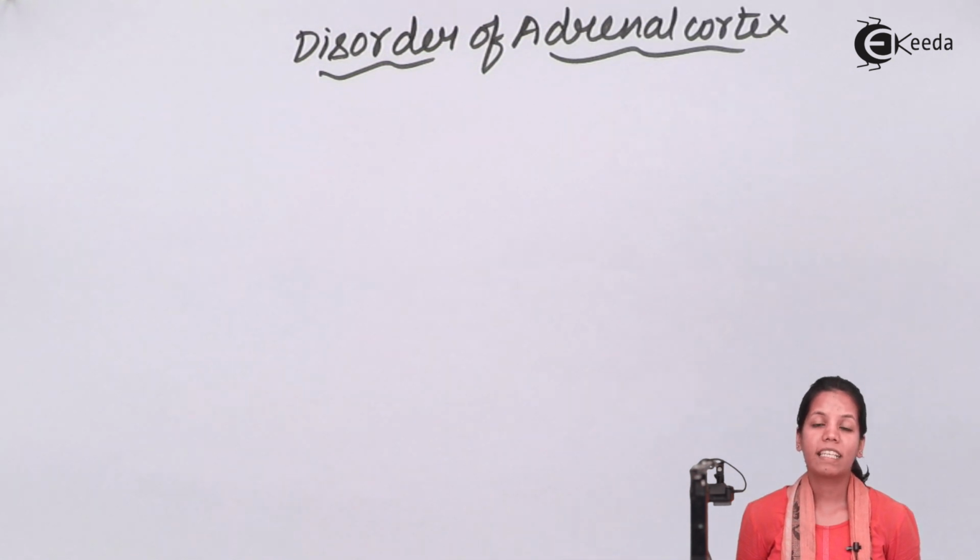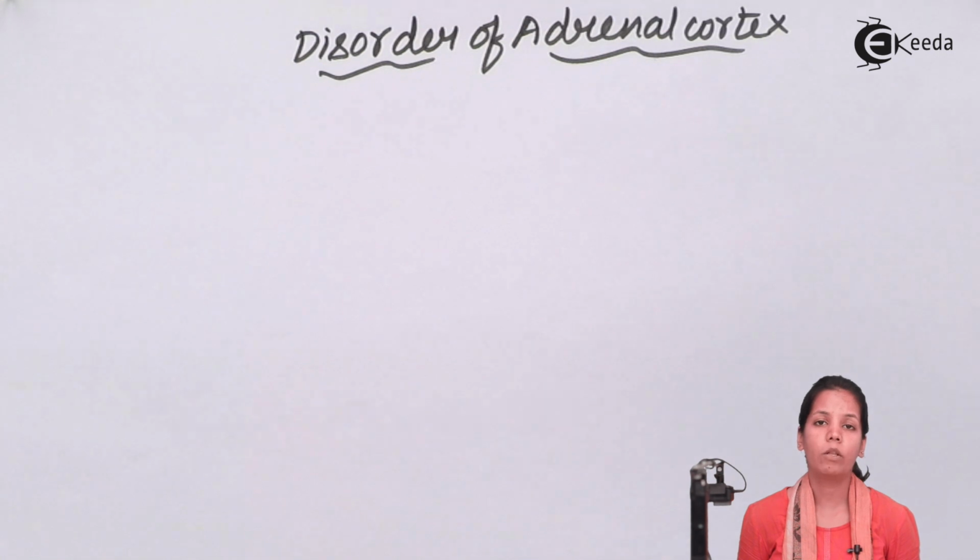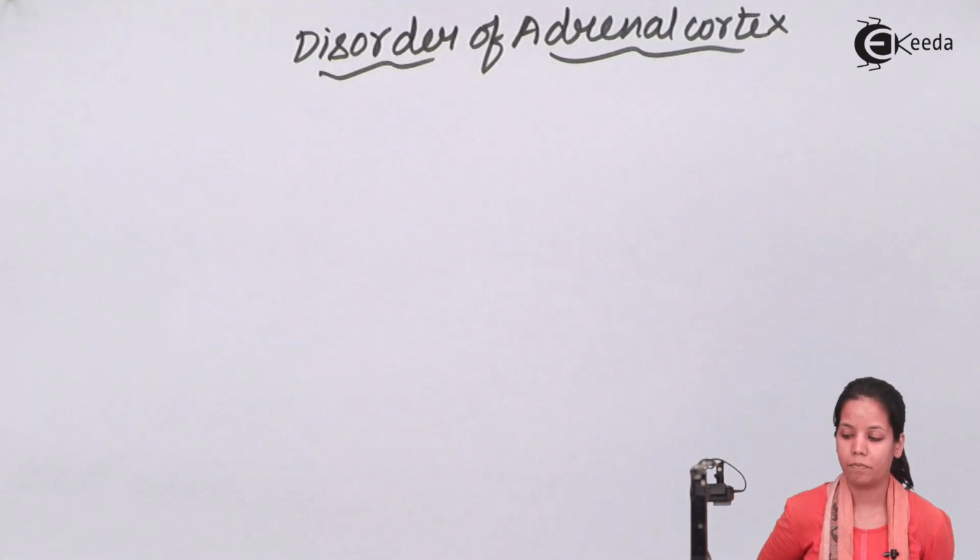Your adrenal cortex, which are present in pairs, may result in numerous disorders, and one of them is Addison's disease, which is associated with low amounts of mineralocorticoids and glucocorticoids. It may even cause aldosteronism, Cushing syndrome and adrenal virilism.